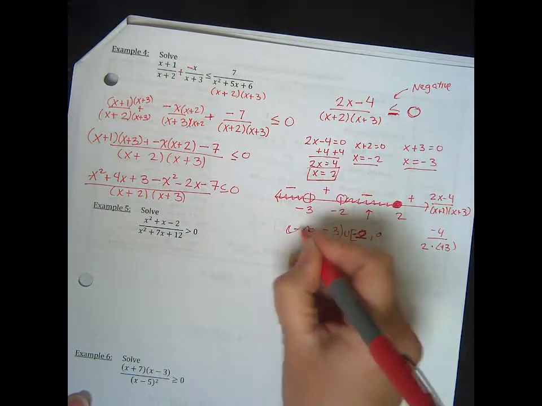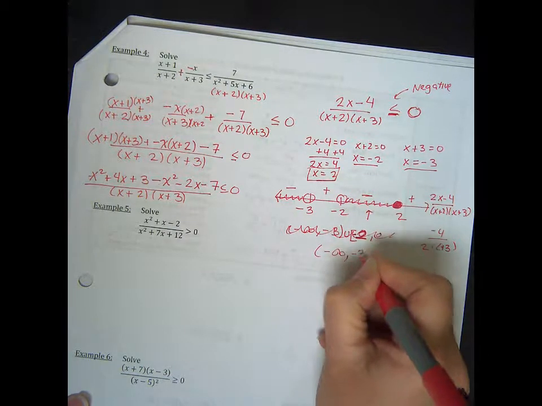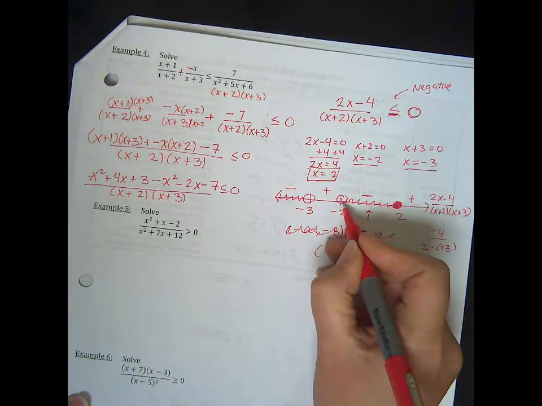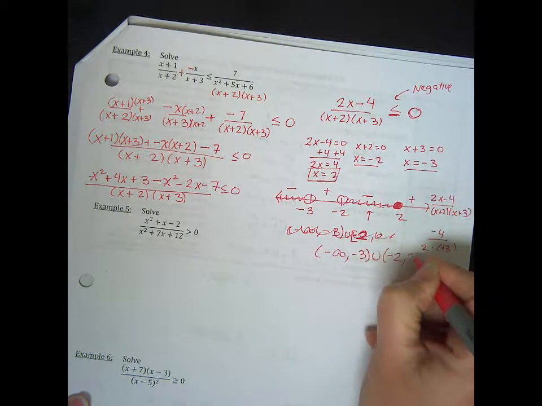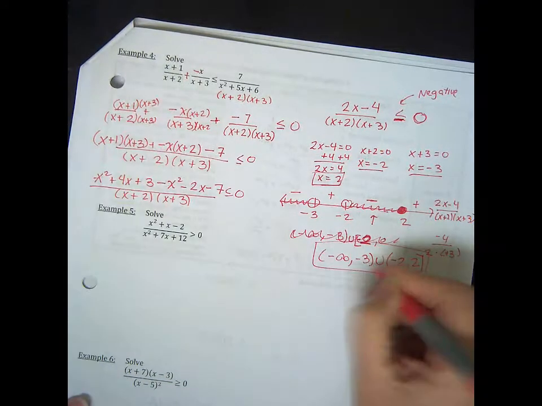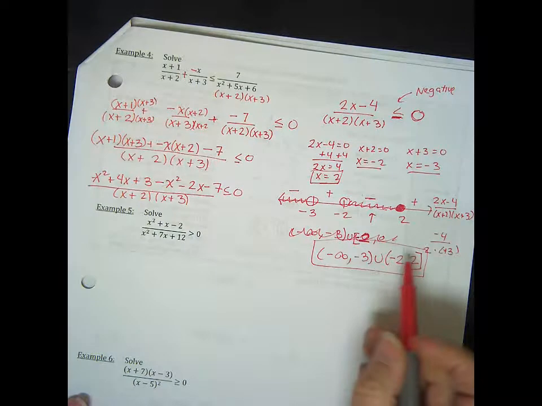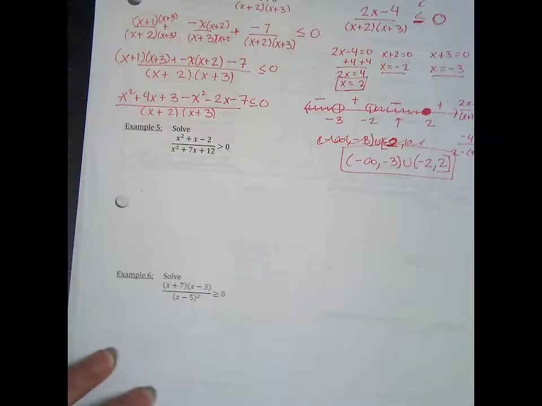Okay, hold on, I totally messed that up. Let me do that again. Negative infinity to negative 3, open, union. Okay, this is the part I want. Open negative 2 to closed on the positive 2. There we go. I can plug in different numbers in those intervals to the original problem and check to make sure it's true. Okay, next one.